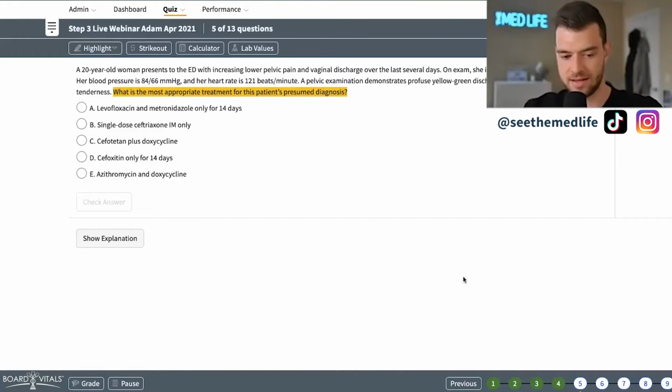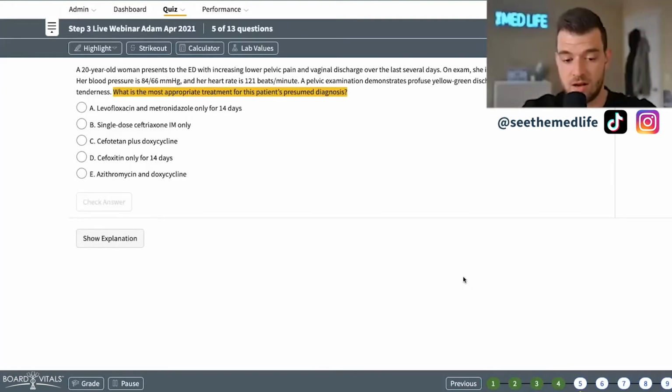So whatever this question is, we've got some kind of heavy-hitting infection that we're going to need to treat. So let's go ahead and read our stem now. This is a 20-year-old woman. She's coming into the emergency department with increased lower pelvic pain and vaginal discharge over the last several days. On exam, she is febrile to 103.7. That is a legit fever.